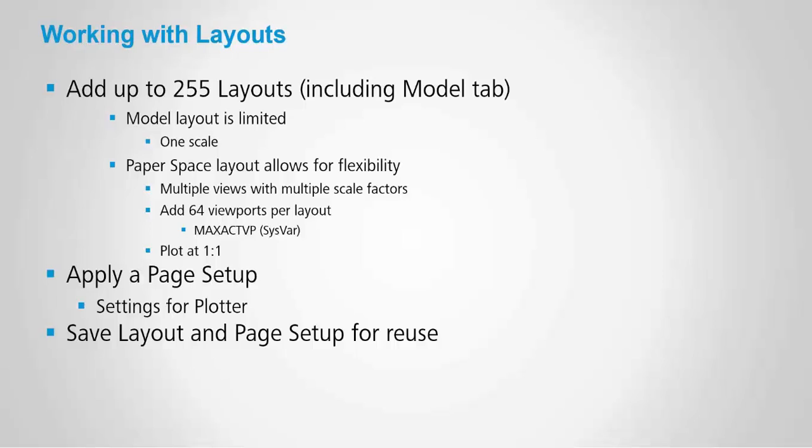This is controlled by the MAXACTVP system variable. If you were to type that in at the command line, it would show you the default of 16. This is the setting that is saved. You can change it to a value up to 64. Now, again, it all boils down to resources, your graphics card, the RAM on your system, and so forth. But primarily the graphics card, it's only going to display so many items in your layout, so many viewports.